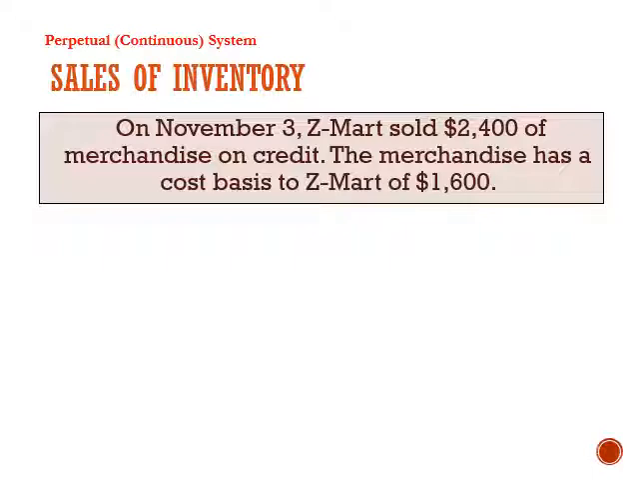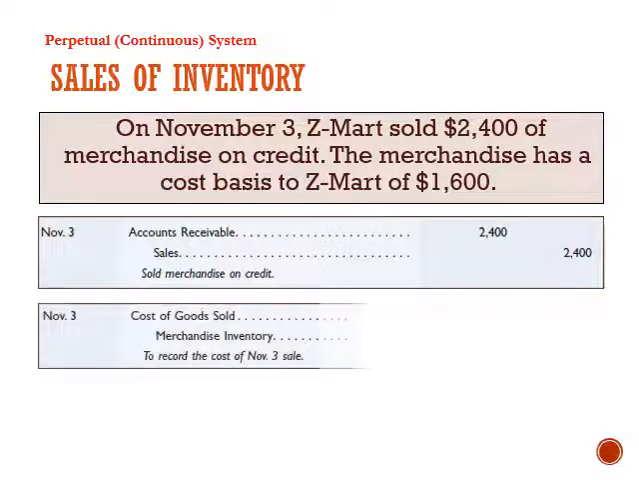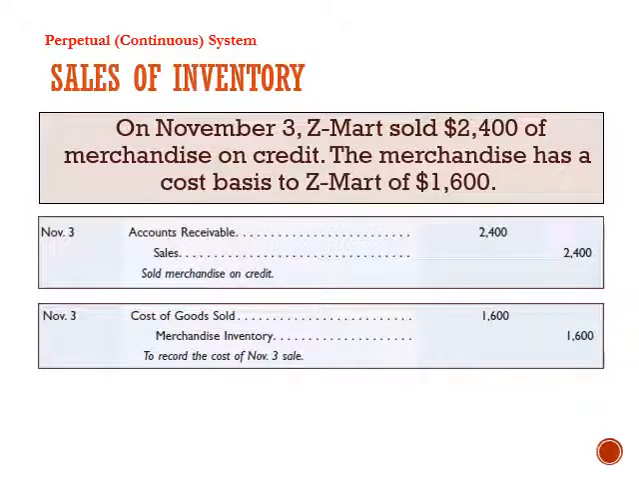Now say for example, on November 3rd, Z-Mart sold 2,400 worth of goods on credit. The inventory has a cost of 1,600. Under the perpetual system, whenever a sale is made, the seller must make two entries, one for revenue and one for cost. The revenue entry includes a debit to accounts receivable, or cash or bank if it's a cash sale, and a credit to sales. This entry is made for the sales price charged to the customer, which in this example is $2,400. The cost entry includes a debit to cost of goods sold and a credit to inventory for the cost of the goods sold to the customer, which in this example is 1,600.